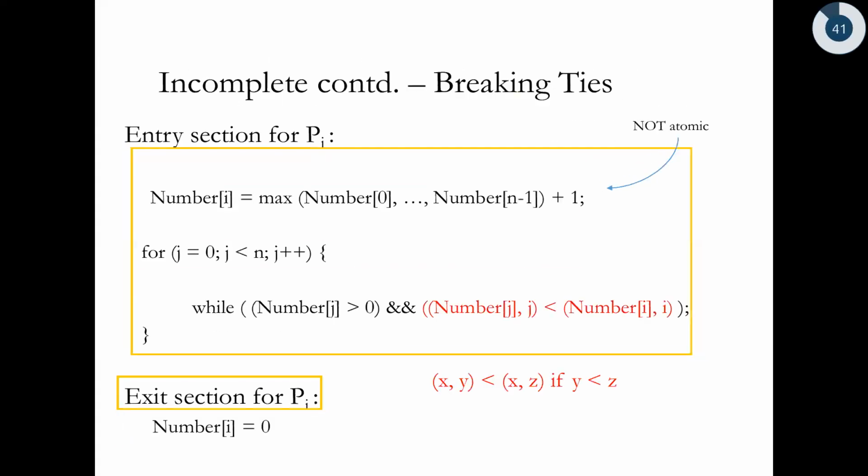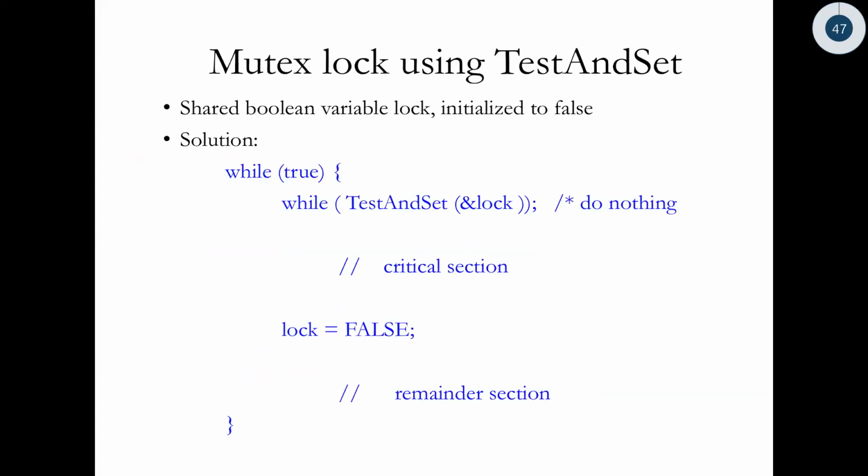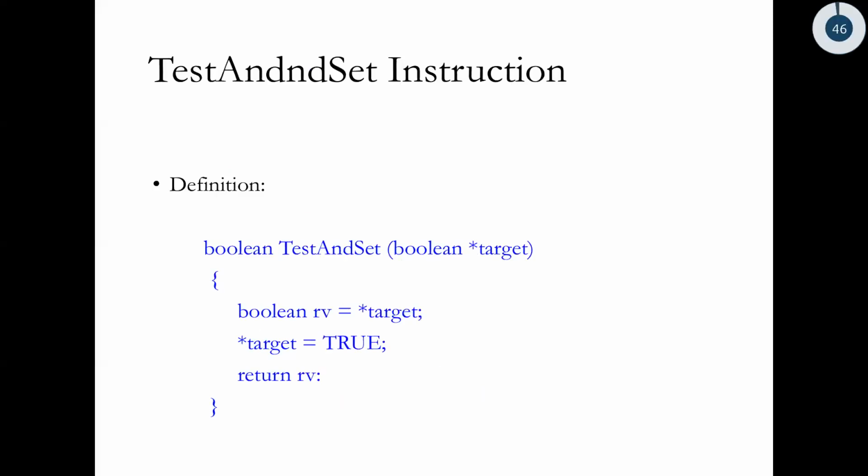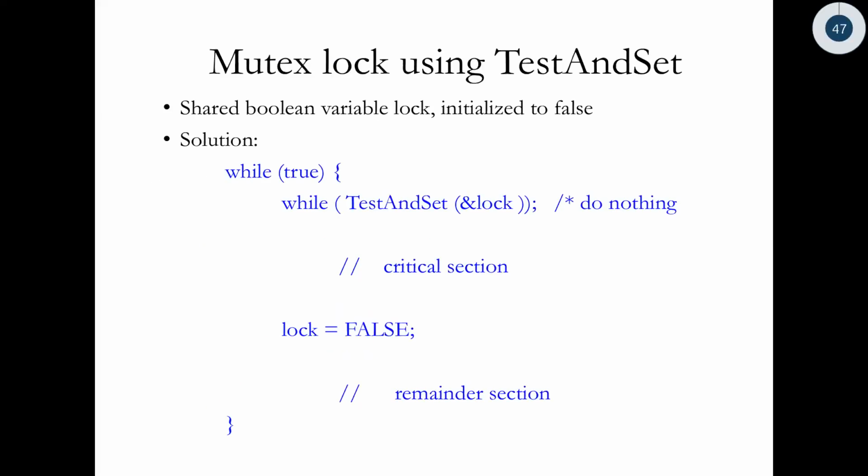The way that we eliminate this gap is this. We use this test and set instruction. So lock initially is false. And remember, test and set is going to set it to true and return the previous value. So if it was false, it's going to return false, but it will set it to true. So test and set will set it to true, but it will also return the previous value false, and that means it will break from the loop and will enter the critical section.